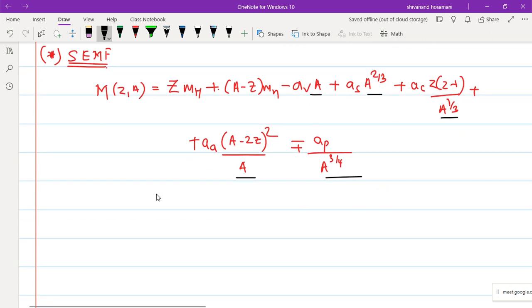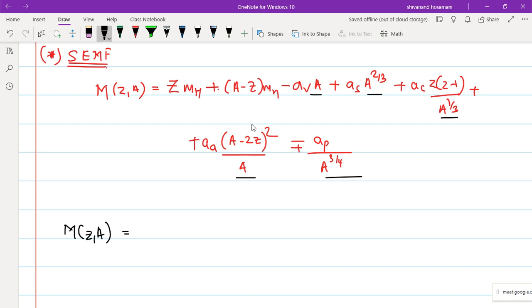See, if I rewrite the same expression like this, mass and A, see, if you look at only the coefficients of Z power 0, look at the coefficients of Z power zero. Here are the Z power 0 coefficients.